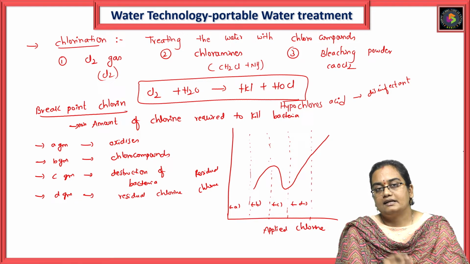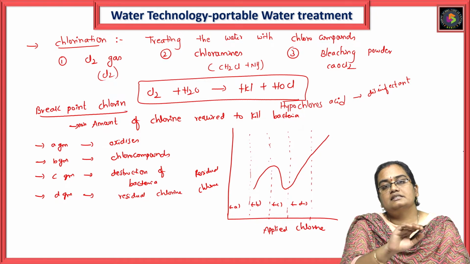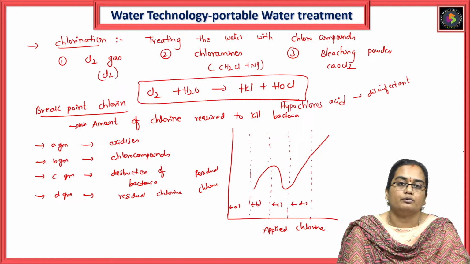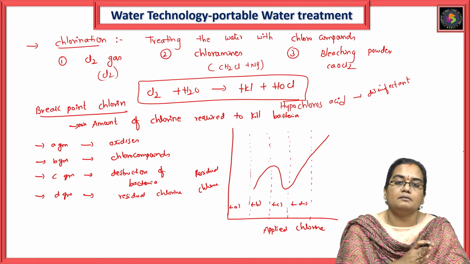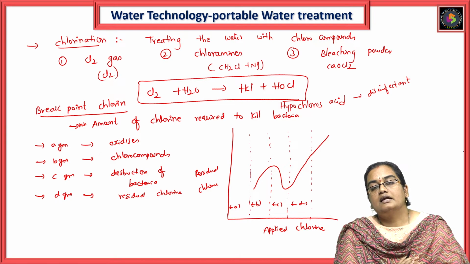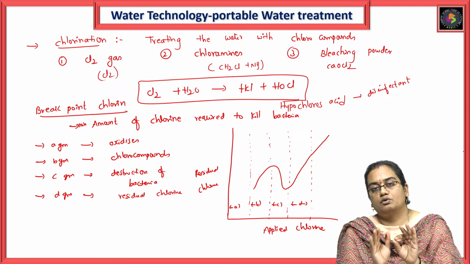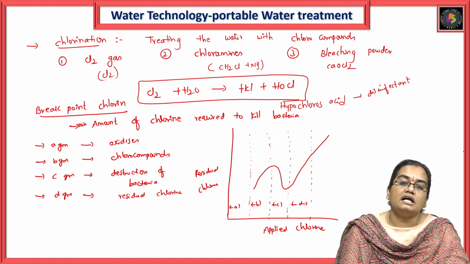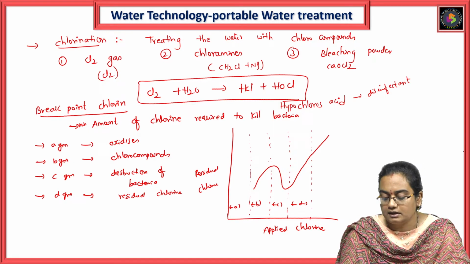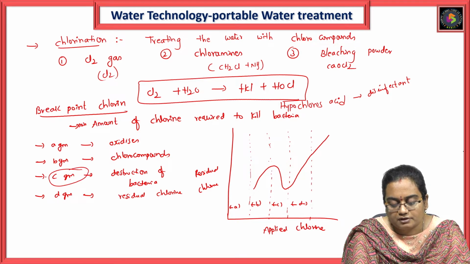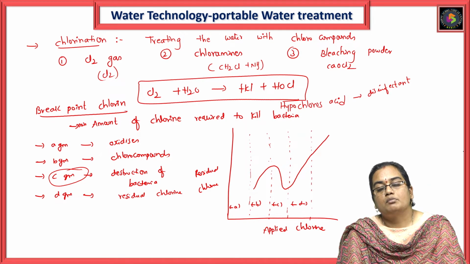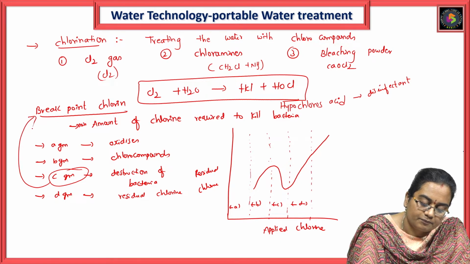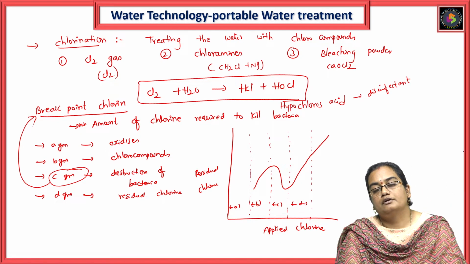Suppose chlorine is added in less quantity. If A grams is added, it is just oxidizing the material. If B grams are added, it is forming chlorocompounds. If C grams are added, it is killing the bacteria. If D grams are added, then it remains as it is, and it is known as residual chlorine. Among A, B, C, D, which grams of chlorine is most effective to kill the bacteria? C grams. C grams of chlorine is the minimum amount to kill the bacteria. That point is known as breakpoint chlorination.